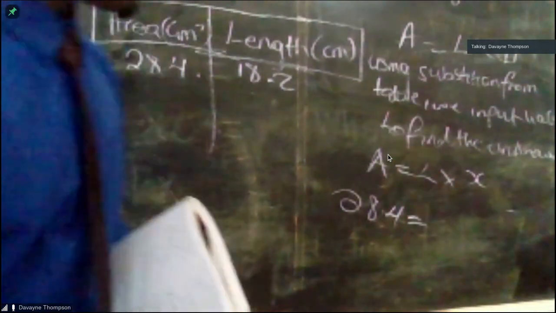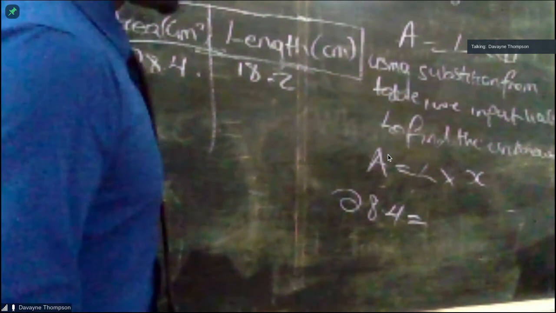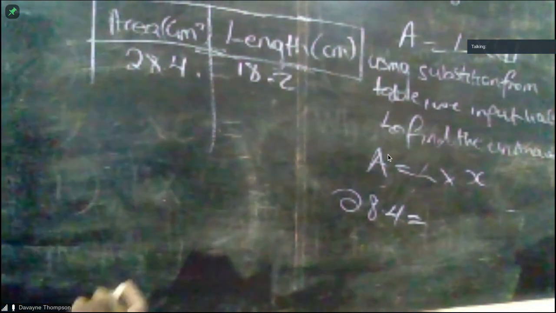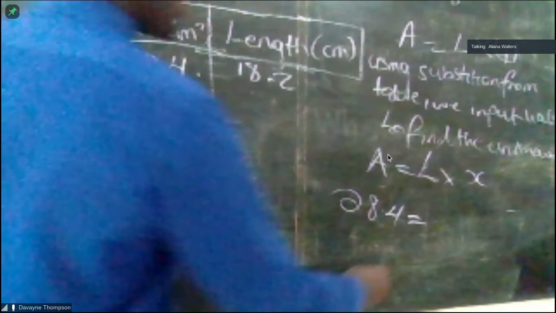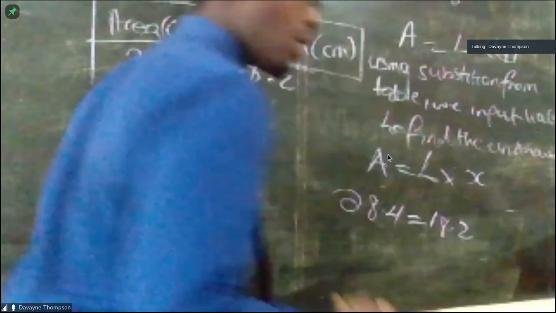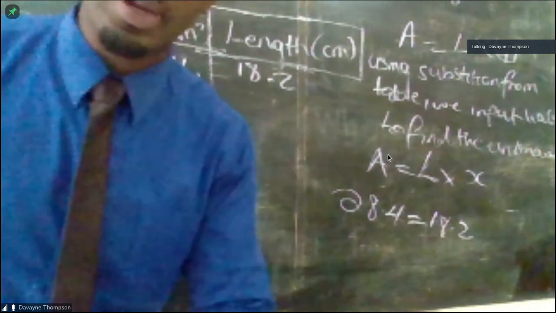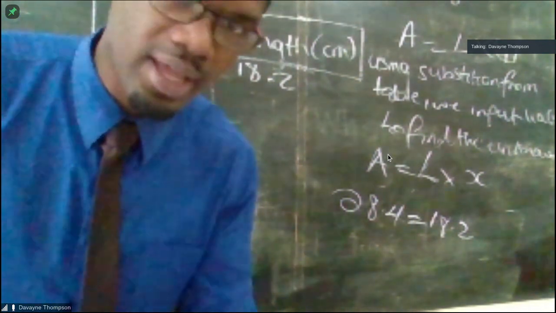So we have 28.4 from what Aliana said is the A. Now, what is the L, Aliana? You may unmute. Sir, the length is 18.2 centimeters. So we have 18.2 times X. How could I replace that? By just saying 18.2 times X. How could I just say 18.2?